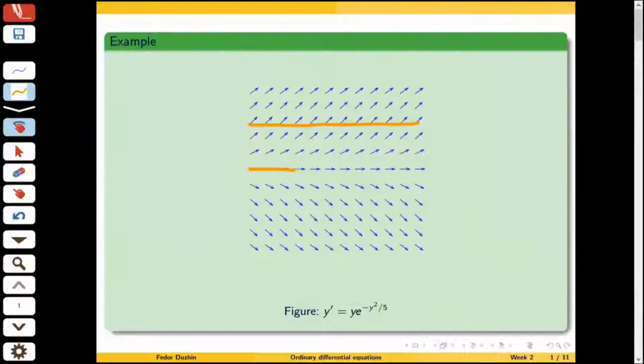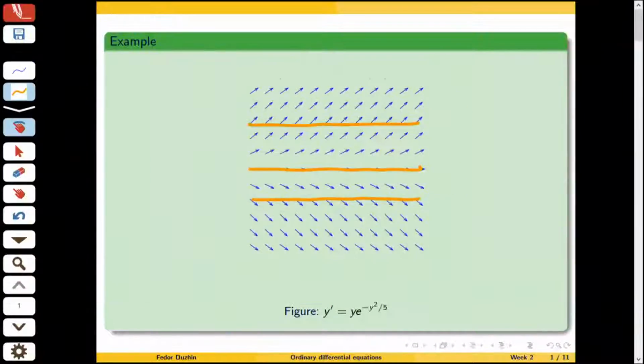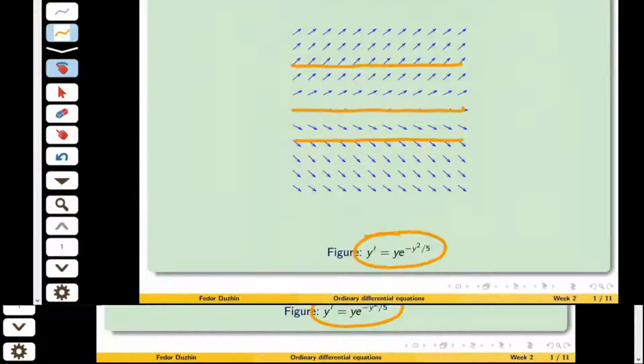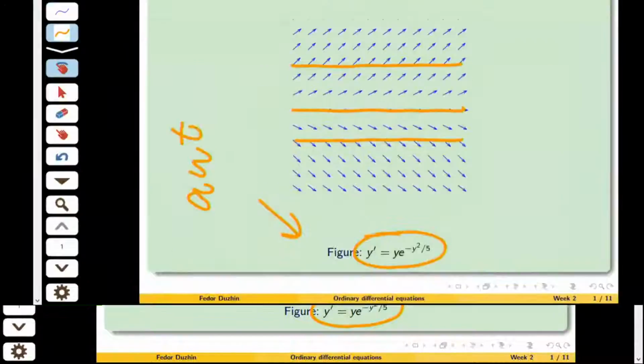Or say this line, along this line all the vectors are exactly horizontal, so along this line all the vectors are exactly the same, and so on. So if you check any horizontal line, then all the vectors along that horizontal line are going to be exactly the same. Which means that the differential equation has a right-hand side that only depends on y, but there is no t there. Such a differential equation is called autonomous.